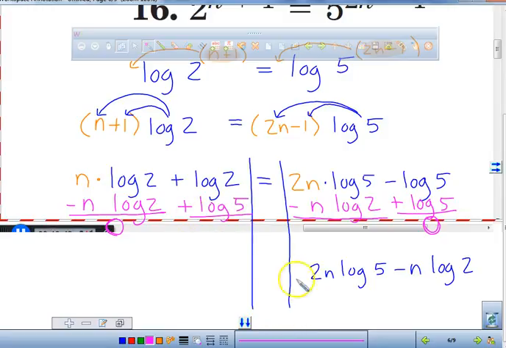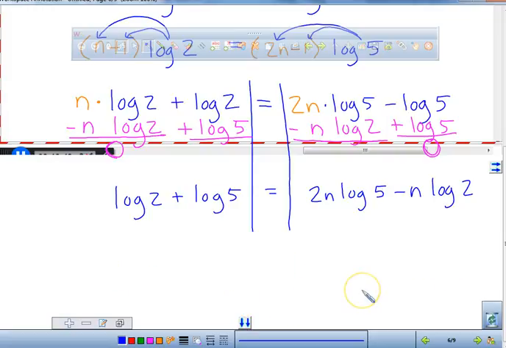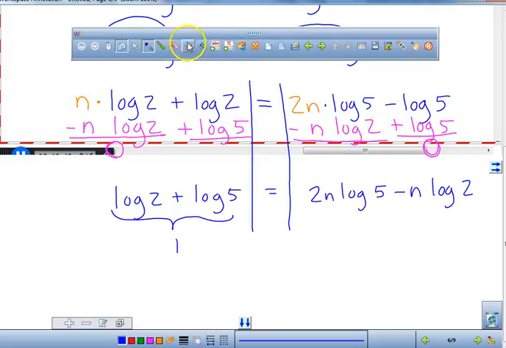Now this might be a little confusing. But right now, I'm going to write log 2 plus log of 5. And now, people who have worked with logarithms all their life will automatically know that this is equal to the number 1. For those of you who don't recognize that, we're just going to leave it the way it is.